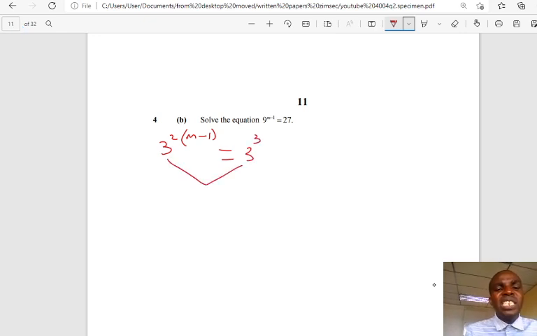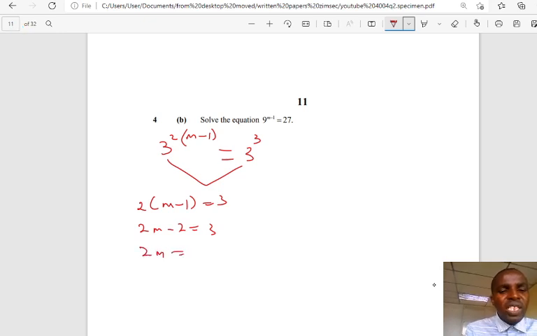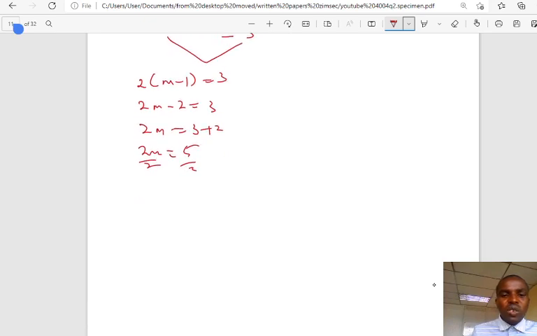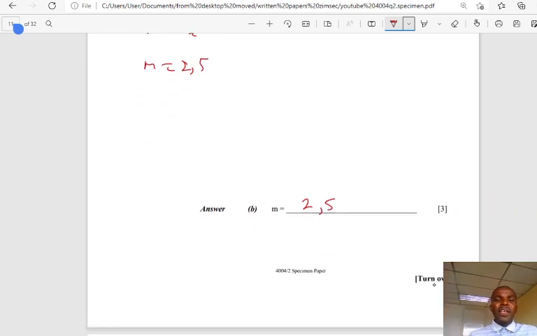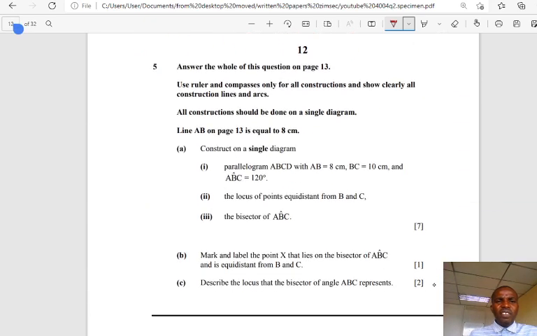Then same base, it means the powers are equal. You just equate the powers. It will be 2 times m minus 1 is equals to 3. Remove brackets, collect like terms, and simplify. Then this one, it will be 2m is equals to 3 plus 2. Then 2m is equals to 5. You divide by 2, you get m is equals to 5 over 2, or m is 2.5. Then it will be done here. Done.